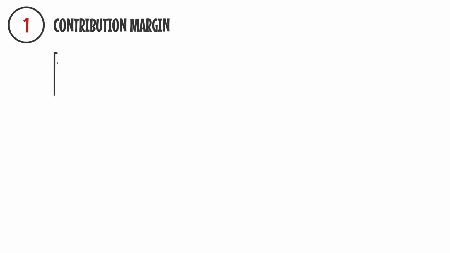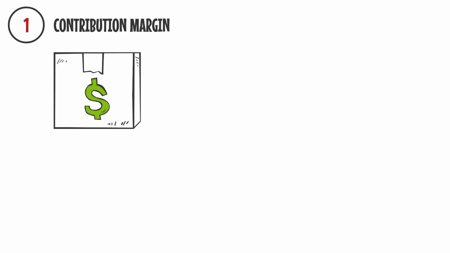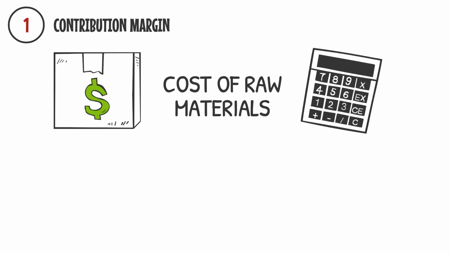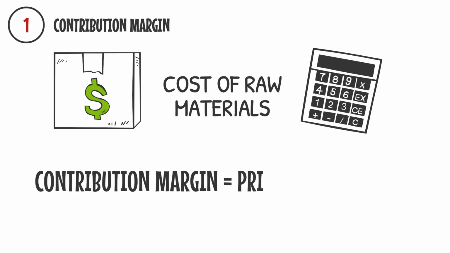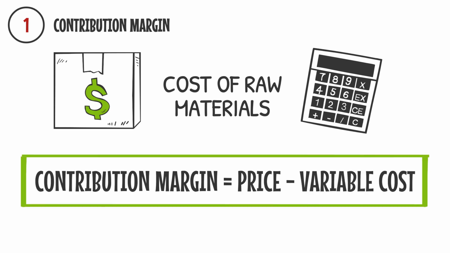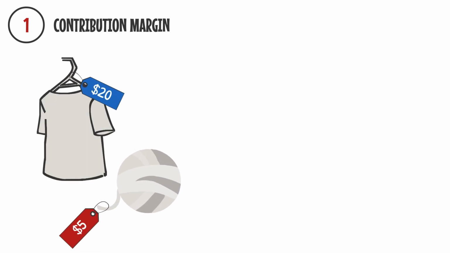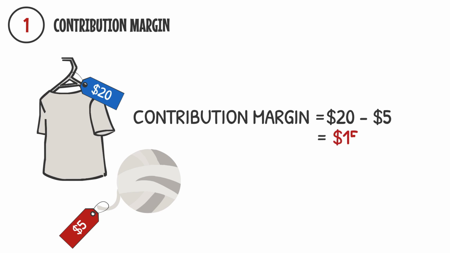Contribution margin represents how much money each product sold brings into the company after accounting for the cost of raw materials needed to make the product. It is calculated as price minus variable cost. For example, if your company's shirts sell for $20 and raw materials cost $5, then the contribution margin is $20 minus $5, or $15 per shirt.